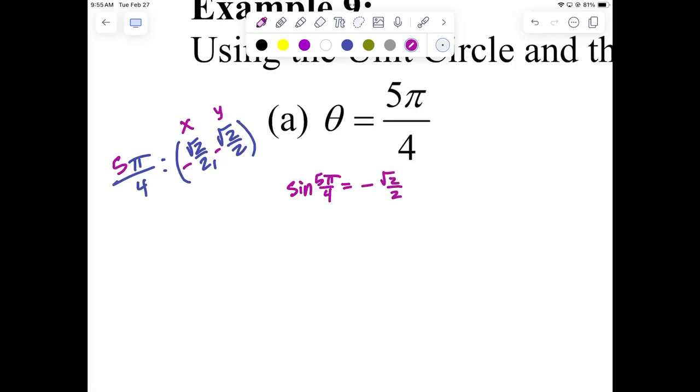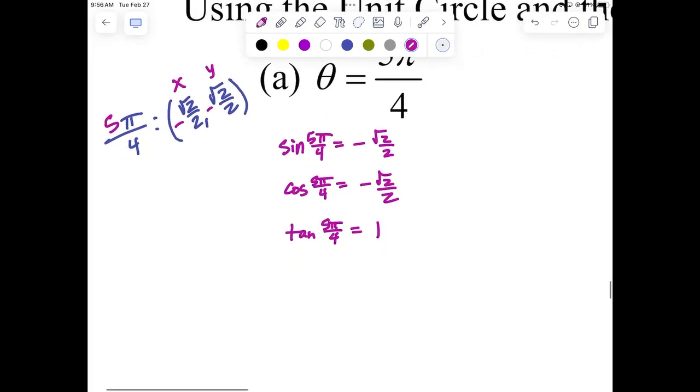Negative square root of 2 over 2. It's just the y value, right? Perfect. What's cosine of 5 pi fourths? It's the x-coordinate, which is the same, negative square root of 2 over 2. And because the x and y are the same, what's tangent of 5 pi fourths? 1. Anything divided by itself is 1.